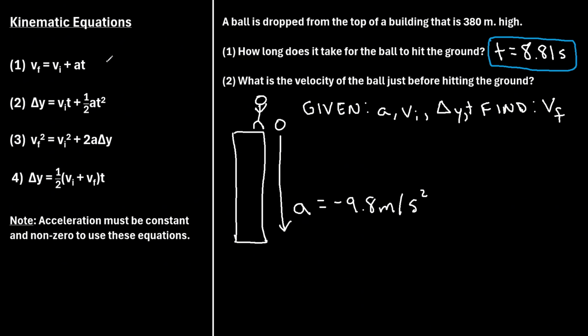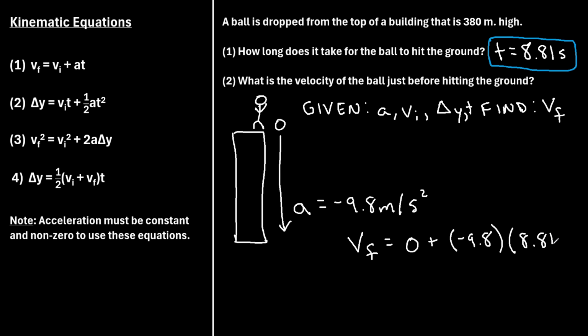So if we look over here again at our kinematic equations, which one can we use to solve for final velocity? Well, it looks like we could use equation 1, 3, or 4. All of those involve the final velocity. But it looks like the first one is the easiest to use. So let's go ahead and use that first equation. We have the final velocity, v sub f, is equal to the initial velocity. The initial velocity of this ball is 0. And then we have plus the acceleration times time. So the acceleration is negative 9.8. And the time we just found was 8.81.